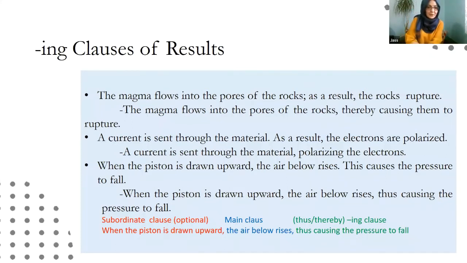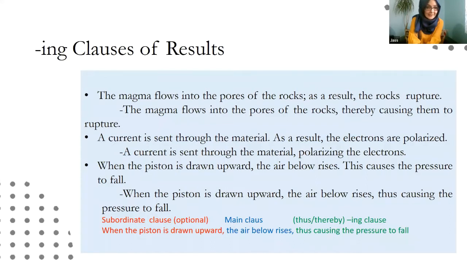Now, I've given 3 examples here of how we can use ing clauses instead of sentence connectors. The first one, the magma flows into the pores of the rocks. As a result, the rocks rupture. How do we change that? We take away the as a result connector and we put in thereby causing them to rupture.